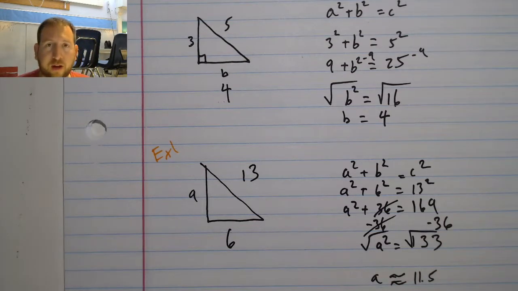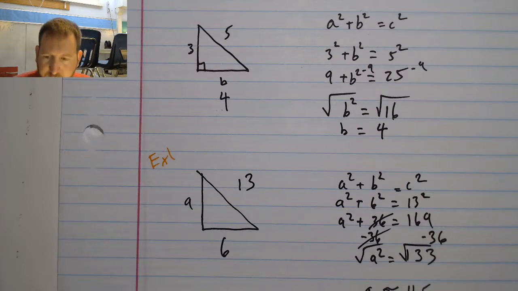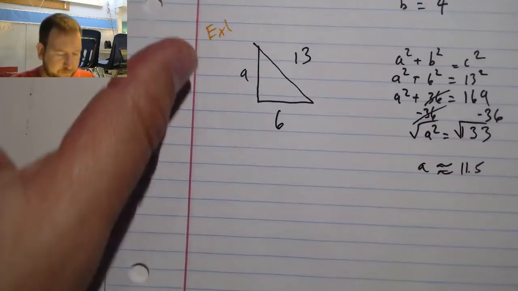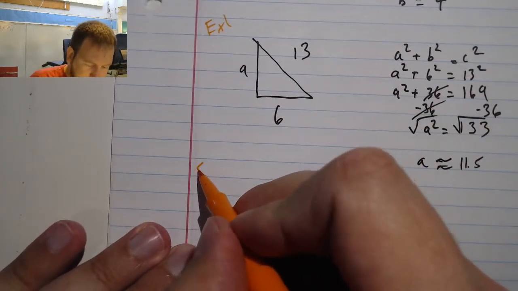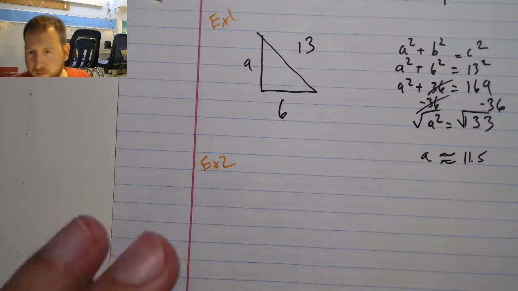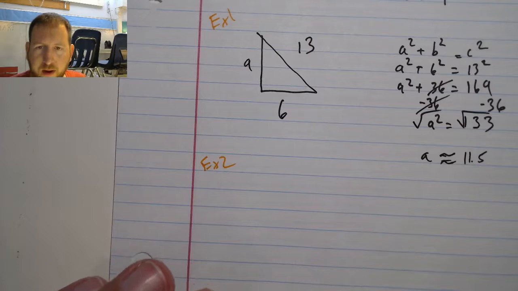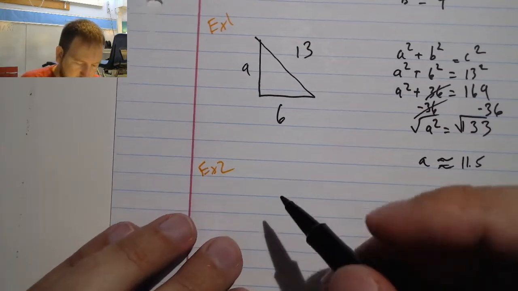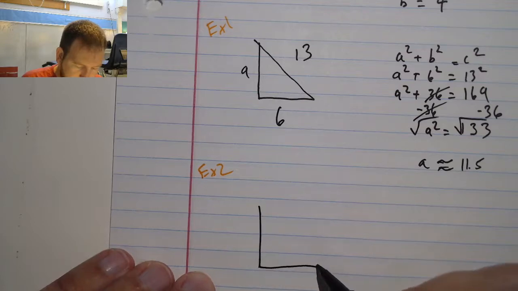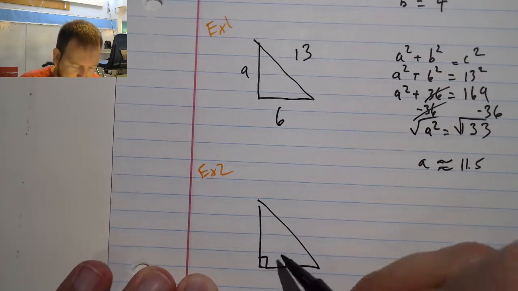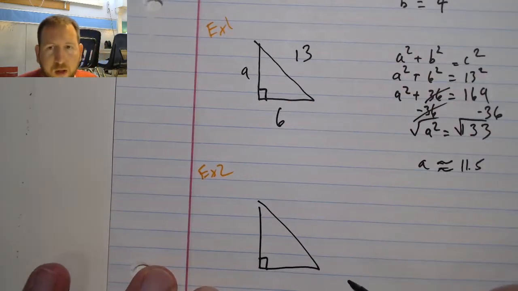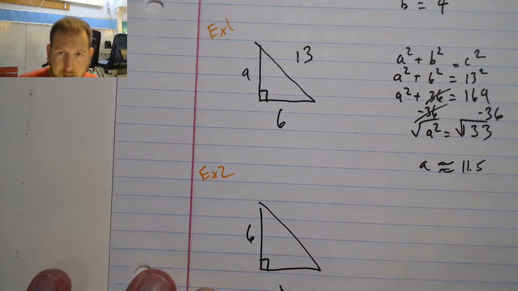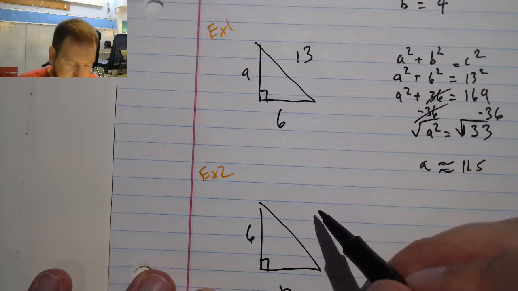All right, if you feel like you get it, go on. I'm going to do one more quick example, mostly just because I have more space on my page. And these are kind of fun. All right, let's take a look at this one. And in this right triangle, oops, I forgot to label my last one. I have A is 6, B is unknown, and C is 10.